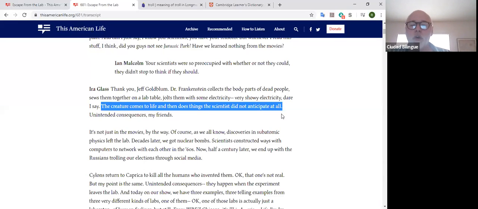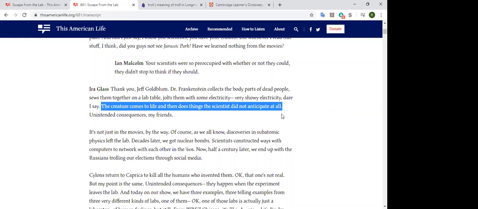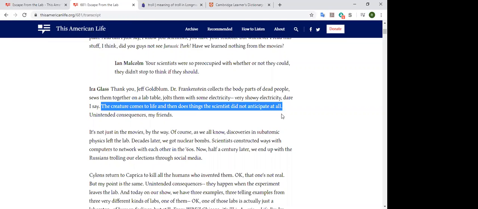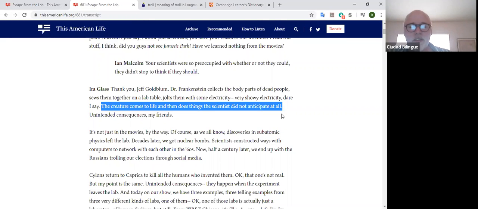Because we have used the auxiliary verb, now for all the main verbs, come and do, we have to use the full form. Okay? Okay, teacher, I understand. Yes. Okay, so one more time. The same question. Please. Does the creature come to life and do things the scientists did not anticipate at all? Yes, he does. Or yes, it does.